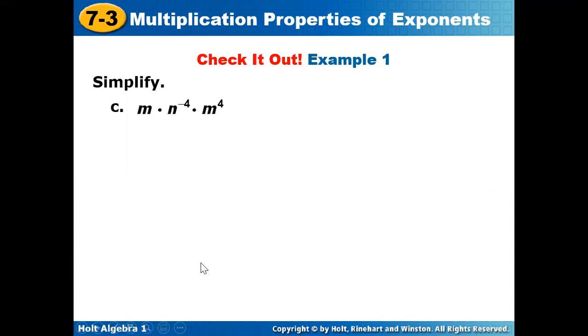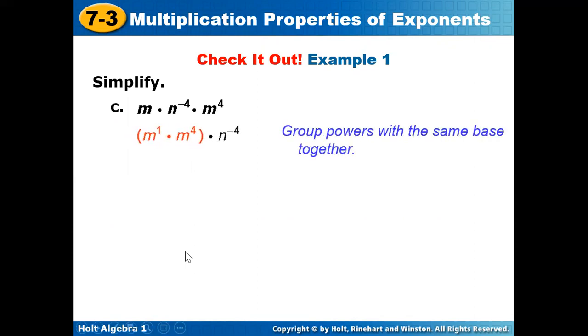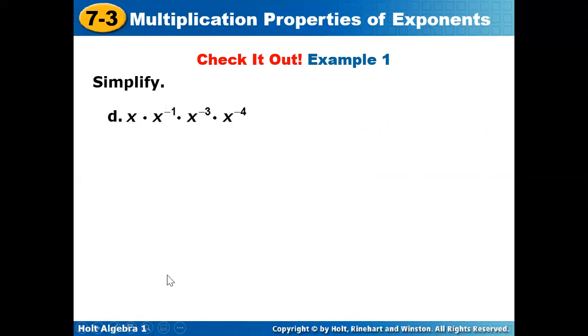Try this one as well. Same base go together. Add your exponents, right? In this case, since this one has a negative exponent, to simplify it fully, you have to get that on the bottom. Simplify this one. Try it on your own. Pause it and then come back.